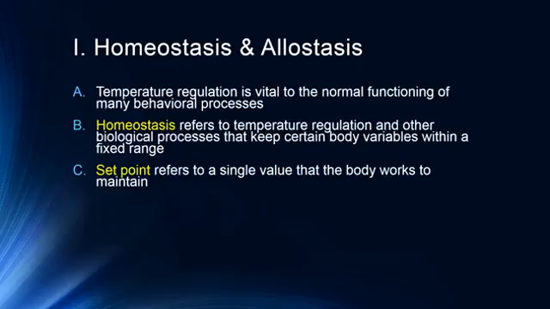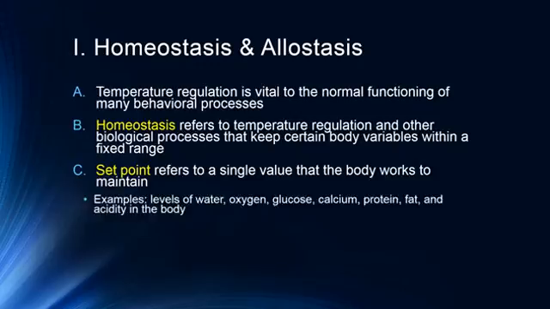As part of this, we have set points, which refer to single values that the body works to try to maintain. So when we talk about homeostasis, we're trying to maintain a body temperature around 98.6 degrees, right? Not exactly. Everyone's set point is a little bit different. The average is right there at about 98.6. Some people are closer to 98.4 or up to 98.7. As we get older, our body temperature starts to decline a little bit, so we start to feel colder more often.